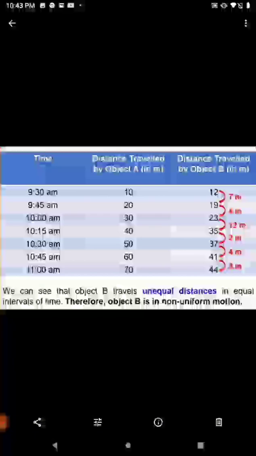But in case of non-uniform motion, an object has 15 minutes but the distance is unequal. In the first 15 minutes it covers 7 meter, and in the next 15 minutes it covers 4 meter, then 12, then 2, then 4, then 3. So unequal distance but equal time interval, so that is known as non-uniform motion.